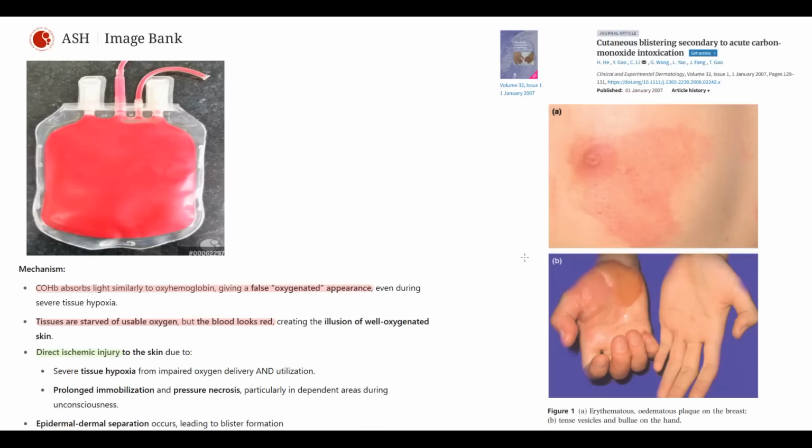The reason why carbon monoxide causes cherry red skin is that carboxyhemoglobin absorbs light in the same fashion as oxyhemoglobin, which means that it looks like fully oxygenated blood. So carbon monoxide poisoning creates an illusion of well-oxygenated skin. Bullous lesions develop due to a direct ischemic injury, which is caused by a combination of severe tissue hypoxia, prolonged immobilization, pressure necrosis, and epidermal-dermal separation.